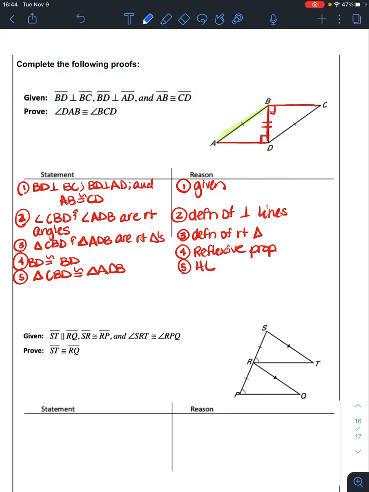So the question is then, what it's asking for is that DAB, so this angle right here, DAB, is congruent to BCD. Well, I have said that the triangles are congruent, which means that all of the pieces of the triangle are congruent now. So I can say that DAB is congruent to BCD because corresponding parts of congruent triangles, I just said they were congruent, are congruent.